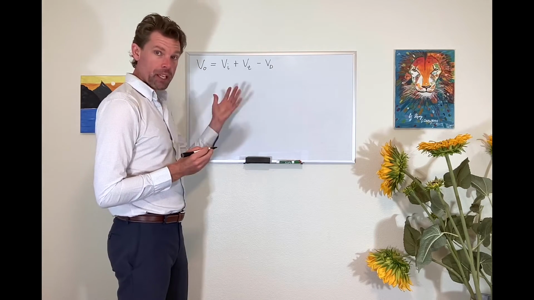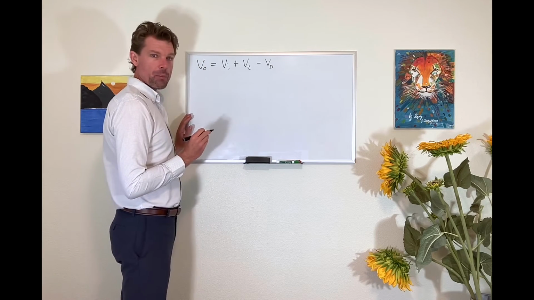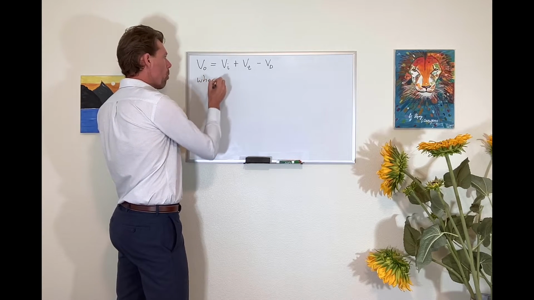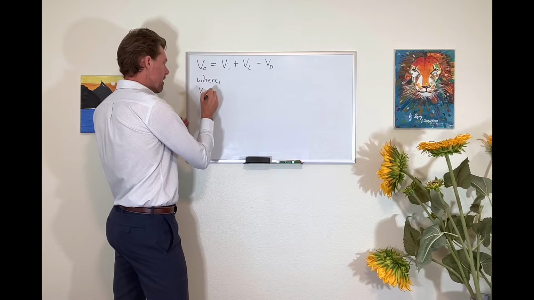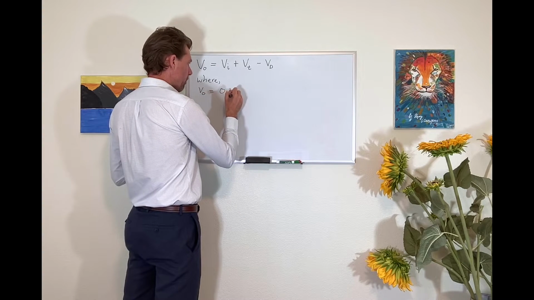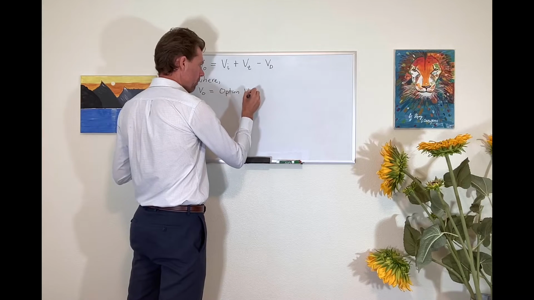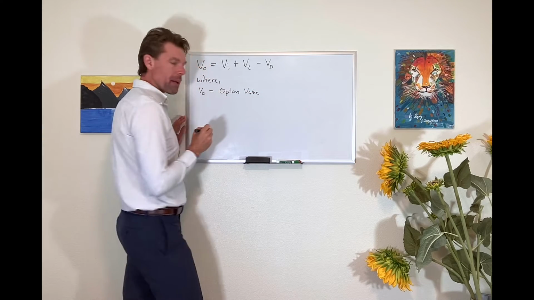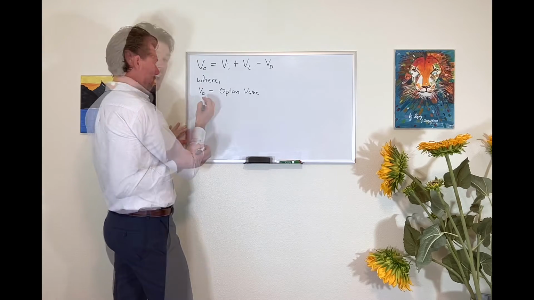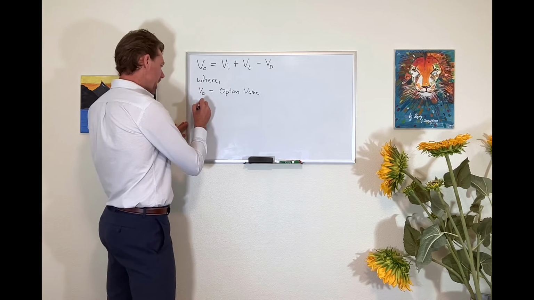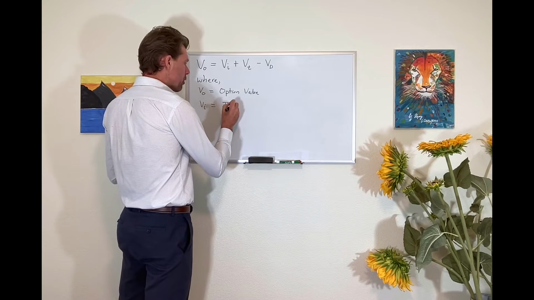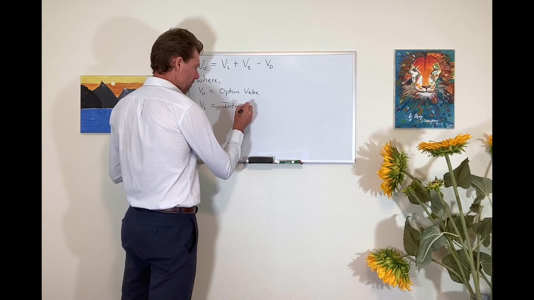Okay, now let me describe what each of these variables actually represent. Where V naught equals the option value. This is actually the premium price or the option value that you pay for an option. Okay, then you have VI, which is equal to the intrinsic value.